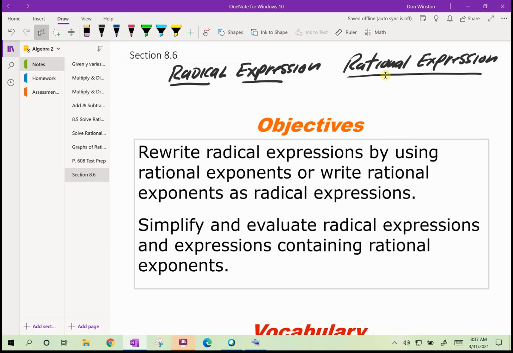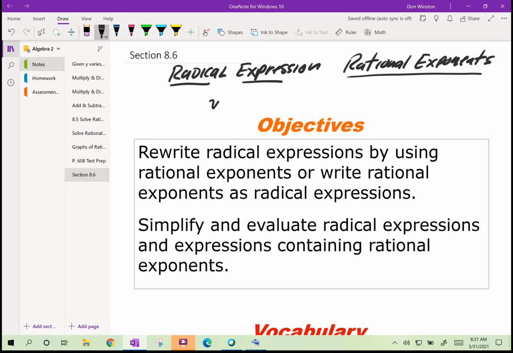Okay, good morning everyone. Today we're moving on to section 8.6, radical expressions and rational exponents. Before I actually get into today's lesson, let me just review something with you. All right, this will be rational exponents. So what's a radical expression? Well, we've worked with these in the past.